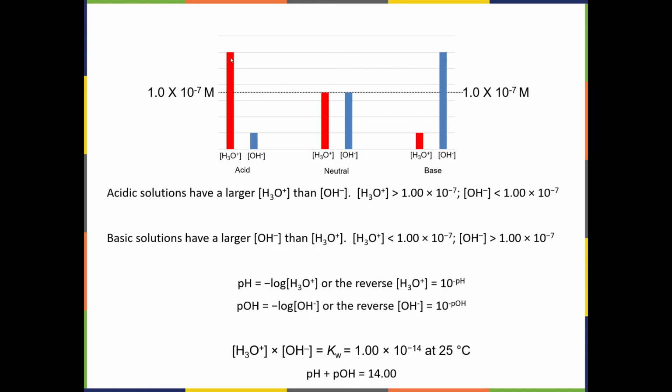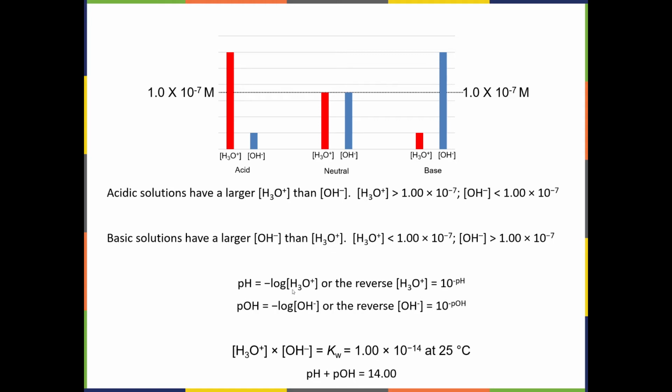Now, if this is 1 times 10 to the minus 1 molar, the pH will be 1. If it's over here and it's 1 times 10 to the minus 13 molar, much smaller than 1 times 10 to the minus 7, the pH will be 13. It's much easier to deal with pH numbers than it is to deal with these concentration numbers, which is why we use the pH. The P of anything is the negative log of that thing. The pH is the negative log of H3O plus. The pOH is the negative log of OH minus.